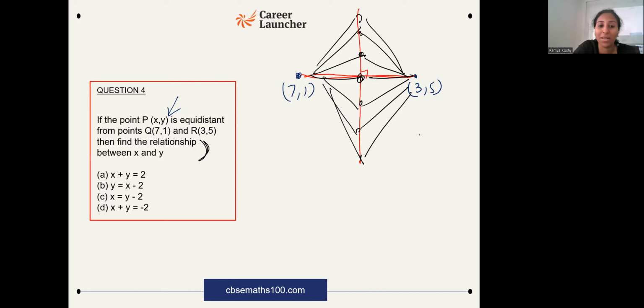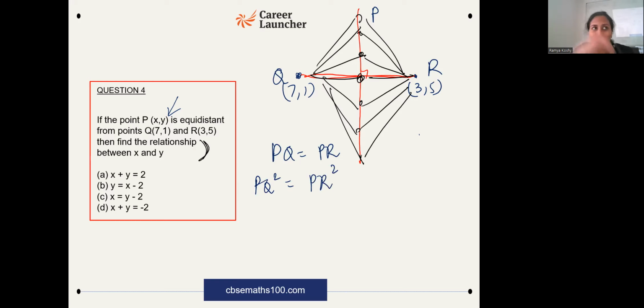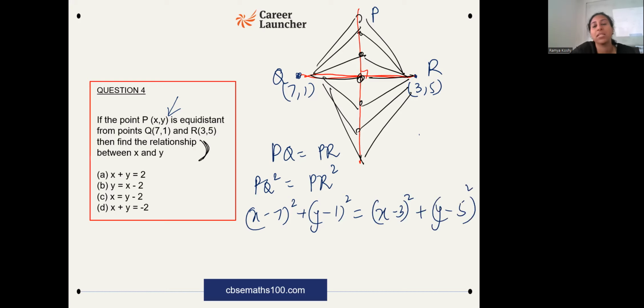And how will you use the distance formula? You will say that if this is the point P, you have point Q and point R. We know PQ must be equal to PR. That also means that PQ square must be equal to PR square, just to remove the square root symbol on both sides. So what will I get? I will get (x minus 7) the whole square plus (y minus 1) the whole square must be equal to (x minus 3) the whole square plus (y minus 5) the whole square. Following? This is what I will be doing.